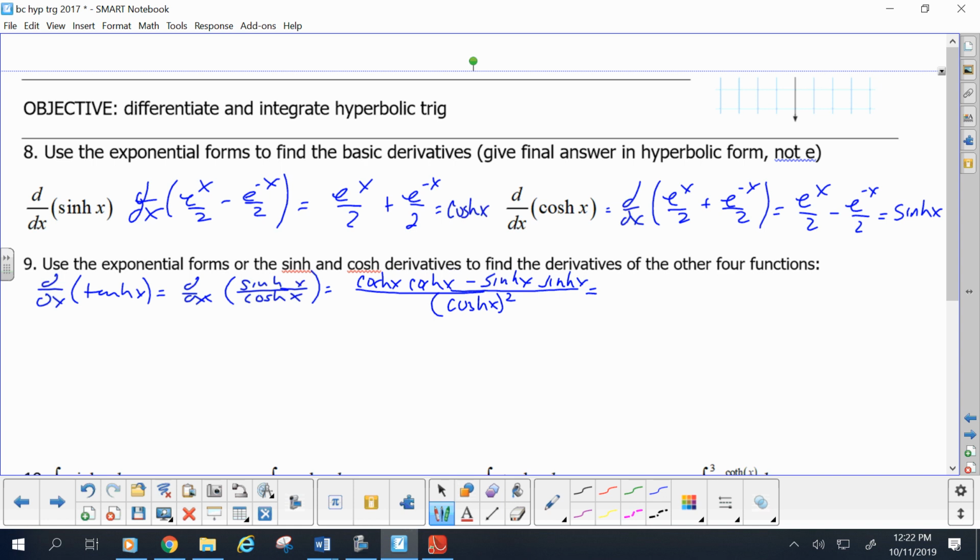Okay. What about the derivative of hyperbolic tangent? Cosh. 1 over cosh squared. So hyperbolic secant squared. The top is an identity. Cosh squared minus sinh squared is the main identity, equal to one.